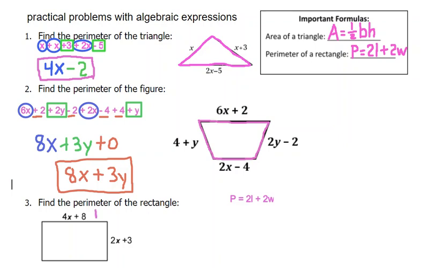So my length I'm going to say is 4x plus 8. My width I'm going to say is 2x plus 3. It doesn't matter which one you label length and which one you label width. You'll still get the same answer. All right, so I'm going to plug that into my formula.